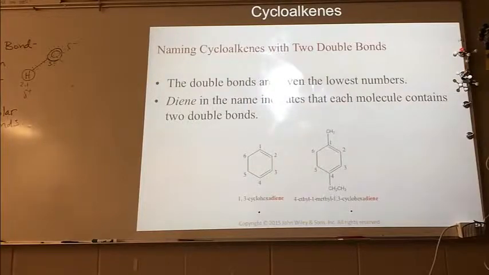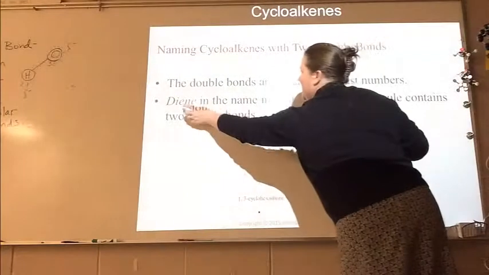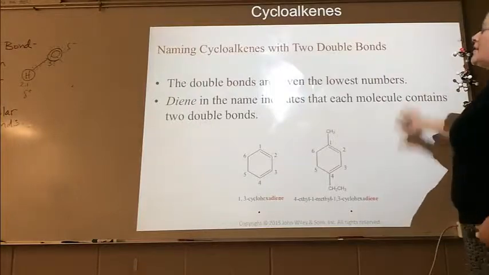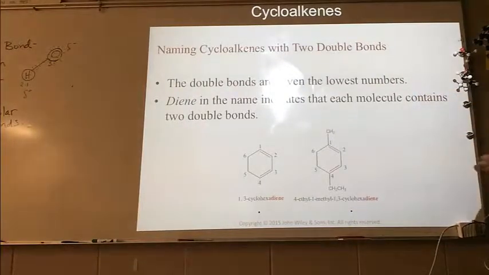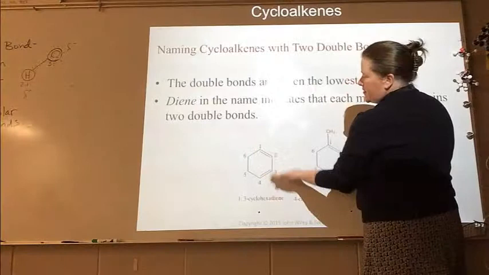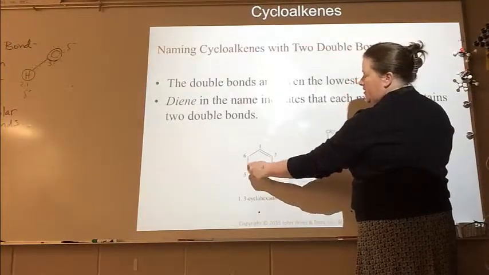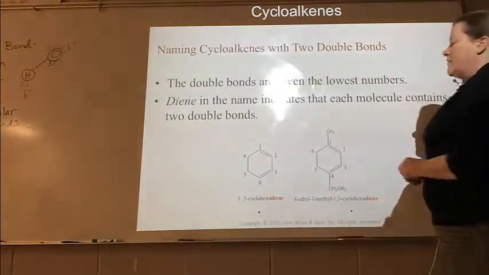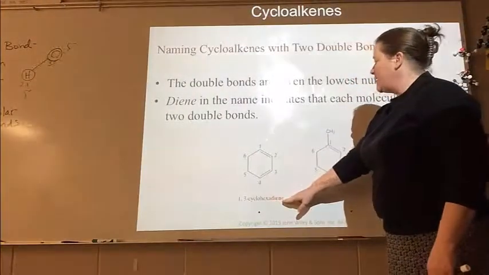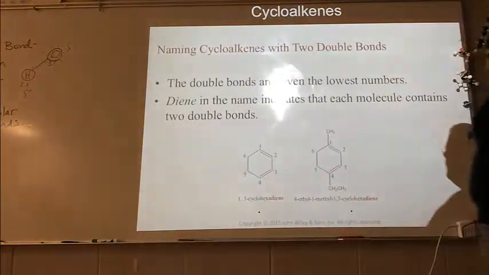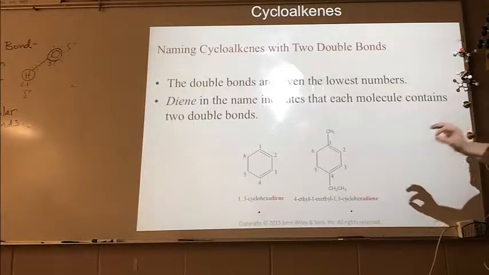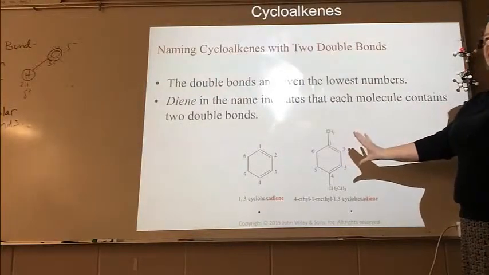Now when there are 2 double bonds, we again have that diene in the name, and we want to number it in such a way that the double bonds are giving us the lower numbers. So in this way, because they're both on the side, we're going to number in this direction. This becomes 1,3 cyclohexadiene. Again, there's a diene. Now we are not going to have more than 2 double bonds in a cycloalkene.